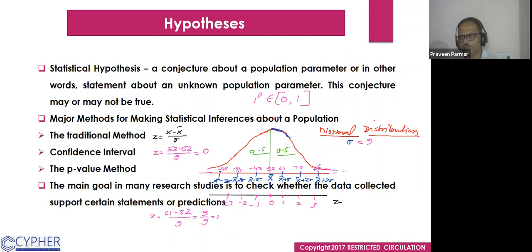We test our hypothesis by default with two confidence levels. One is the 95% confidence level, that your null hypothesis is true.